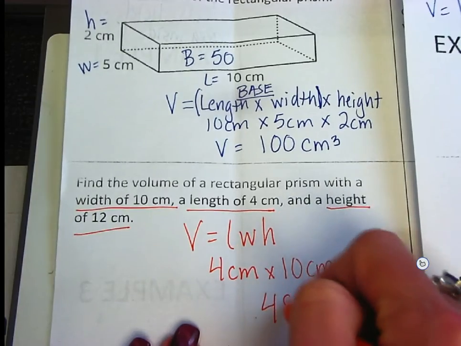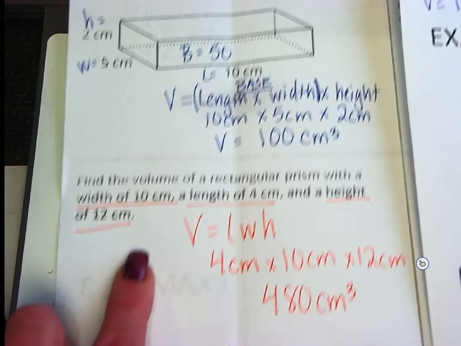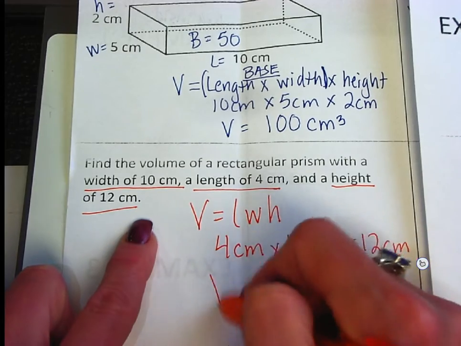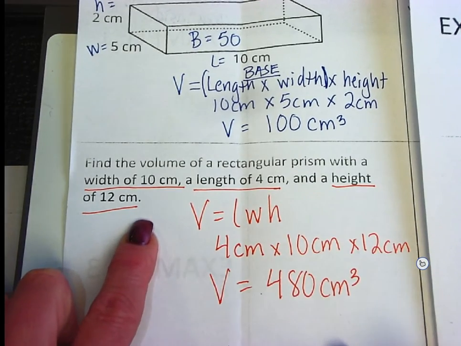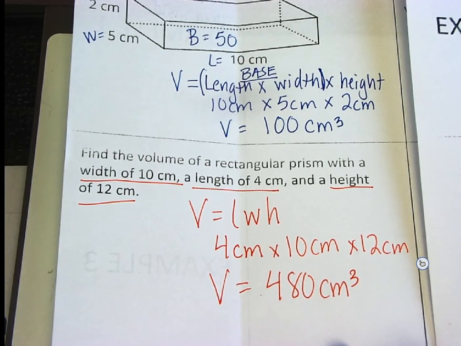$480. I had to double check myself for a second. So that's the volume of this when we're given words. Now these problems are going to get a little more difficult. Sometimes you're given the volume and you have to figure out the length or the width. But we're going to practice these easier ones first before we get to those more complicated problems. And it's just about substituting numbers into a formula.